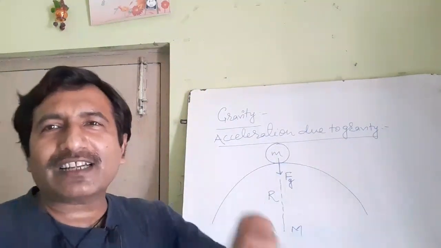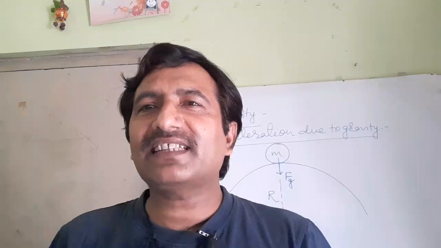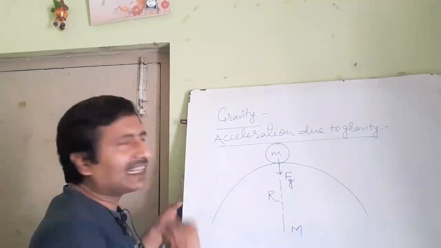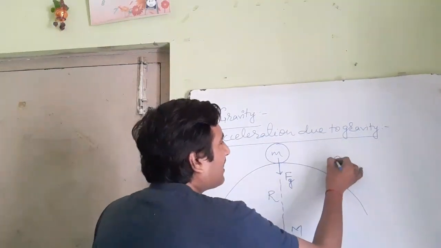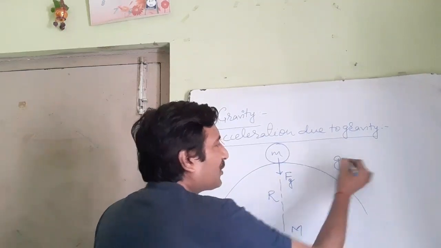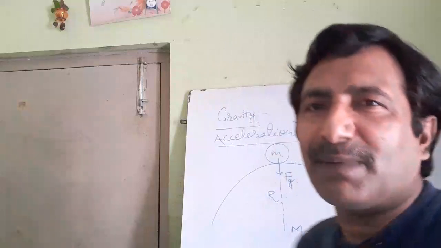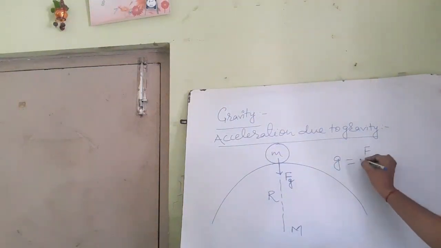Now if you got the definition of acceleration due to gravity, you must find the expression, the formula for acceleration due to gravity. How can you find the formula? So acceleration due to gravity on the surface of the earth is denoted by small g, and you know g is equal to force by mass. So g is equal to force by mass.